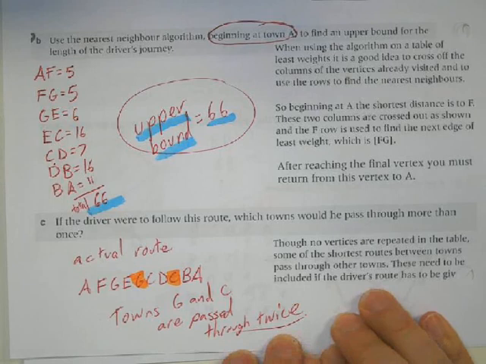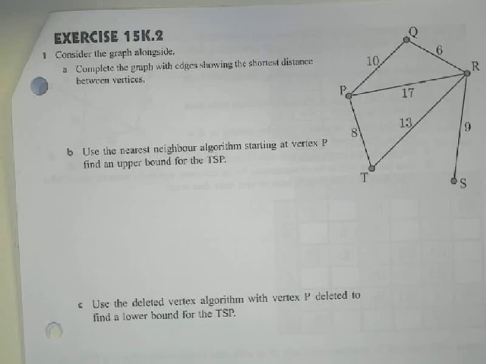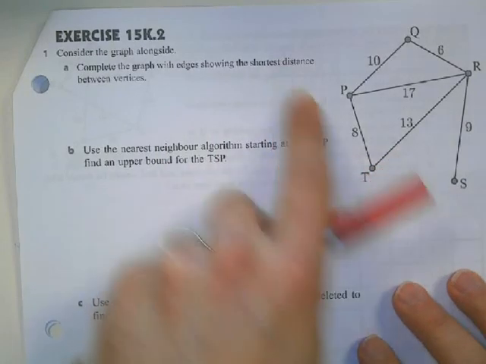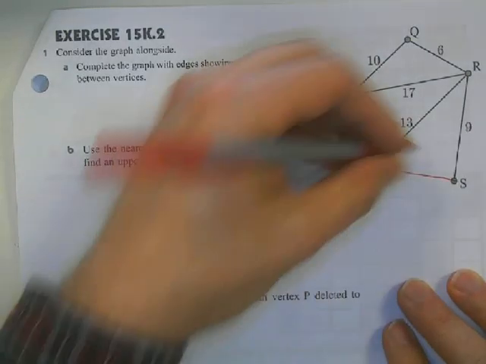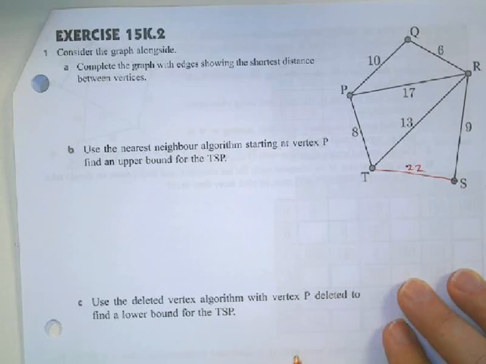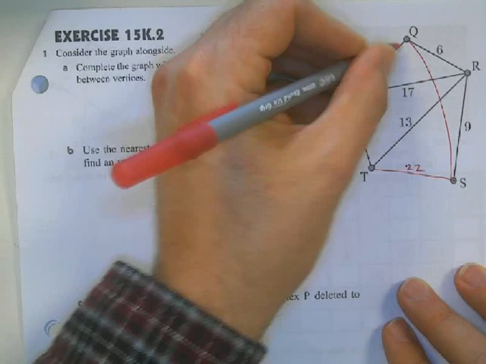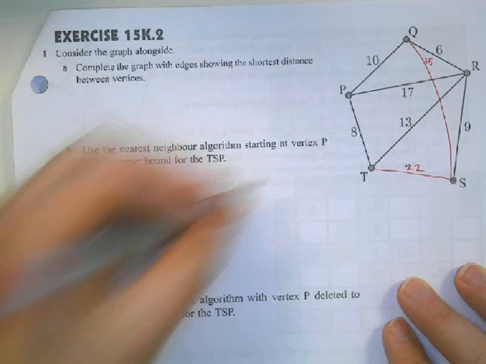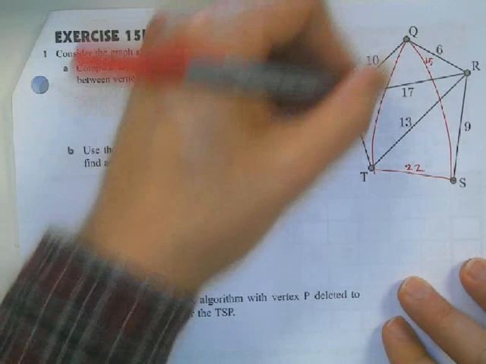Okay, so next. See how far we go before the bell rings. Okay, so complete the graph. Okay, so what's the distance from here to here? It's going to be 13 plus 9, which is 22. The distance from here to here is 6 plus 9, which is 15. The distance from here to here is 10 plus 8, which is 18.